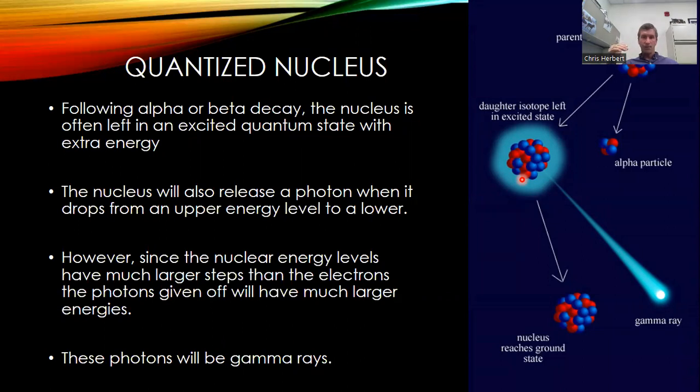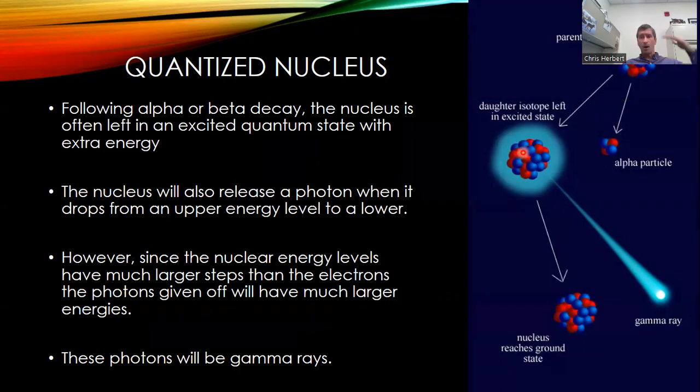When a radioisotope undergoes an alpha decay or a beta decay, it doesn't mean that it decays into the daughter isotope at its lowest energy level. Sometimes the daughter isotope will be left in an excited state, okay?